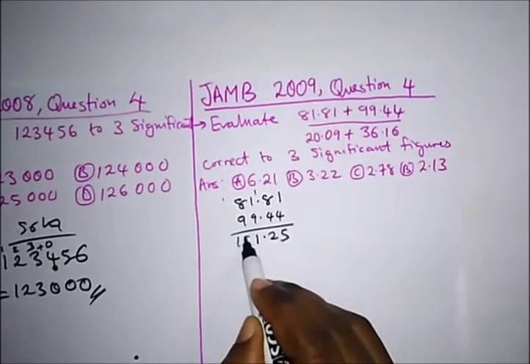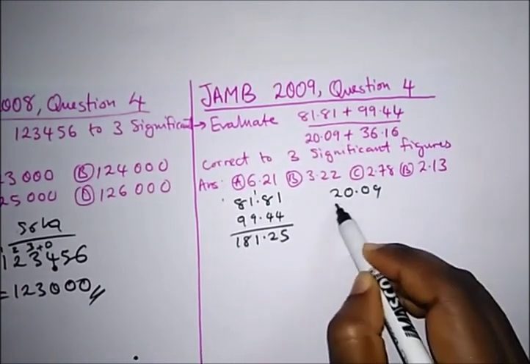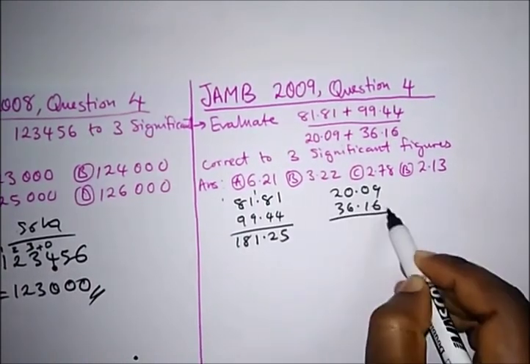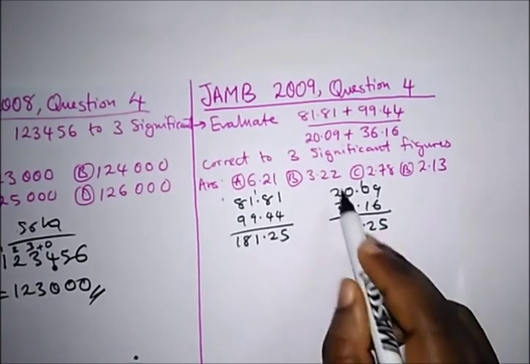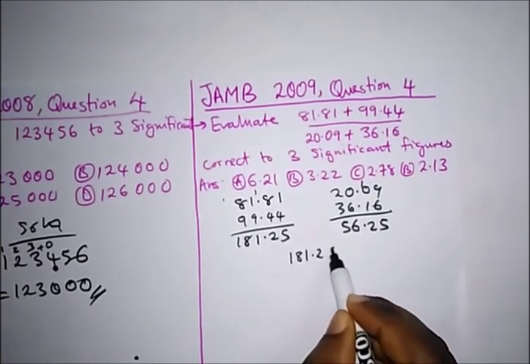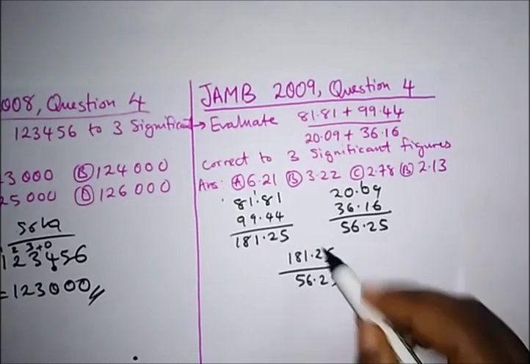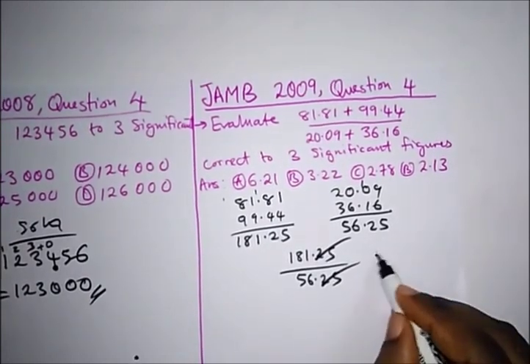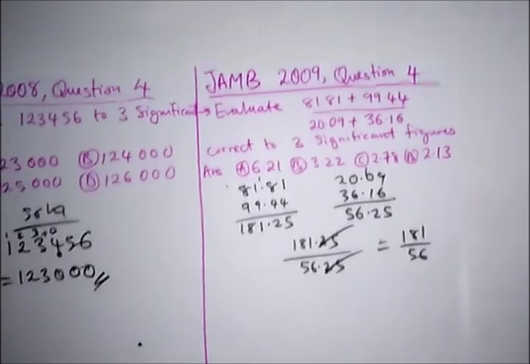9 plus 9, that's 18. And this plus this, what will this give us? 0.09 plus 36.16. So this will give us a 5, carry 1, 2.6, and 5. So we have 181.25 divided by 56.25. This 0.25 can cancel out, so we're left with 181 over 56. We have to do a long division here.